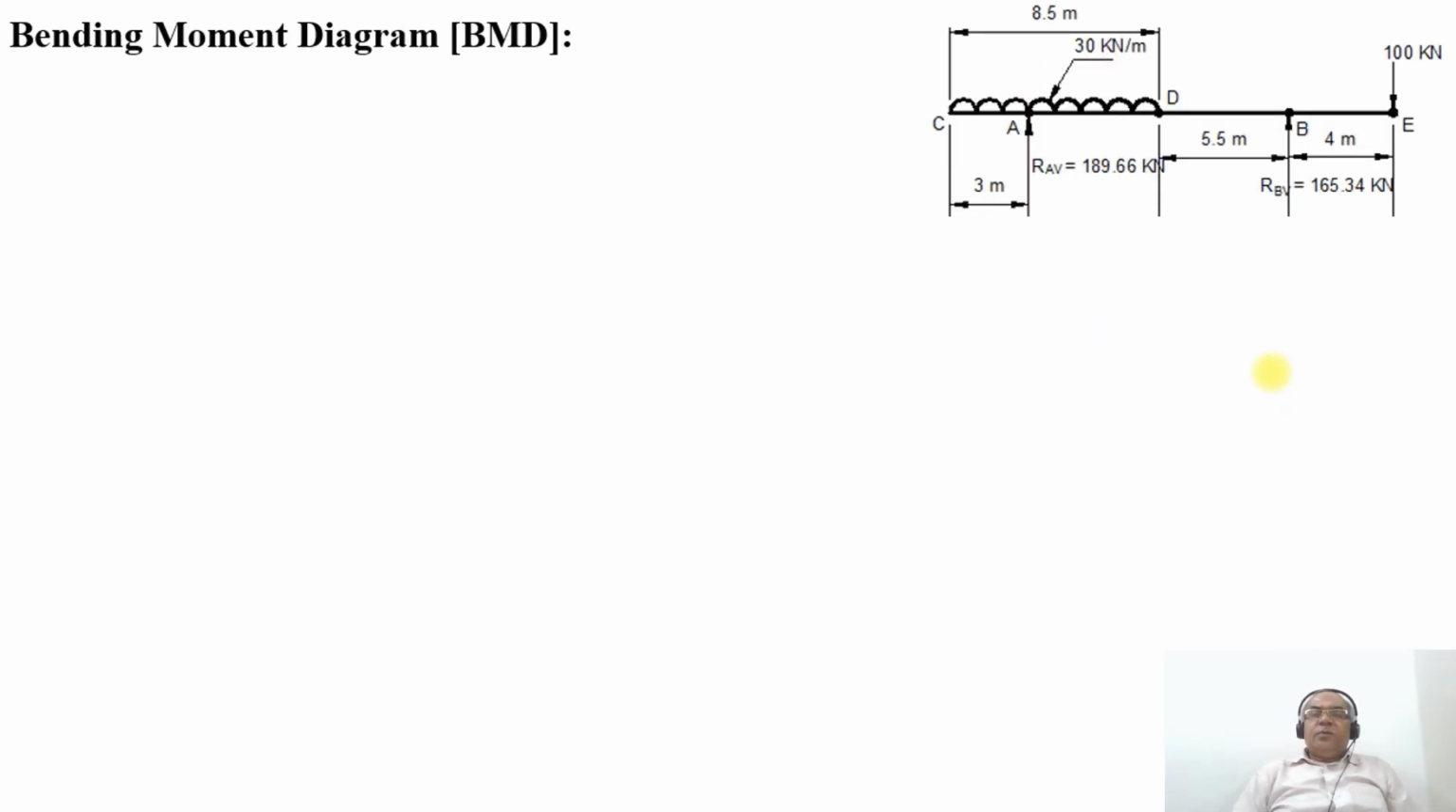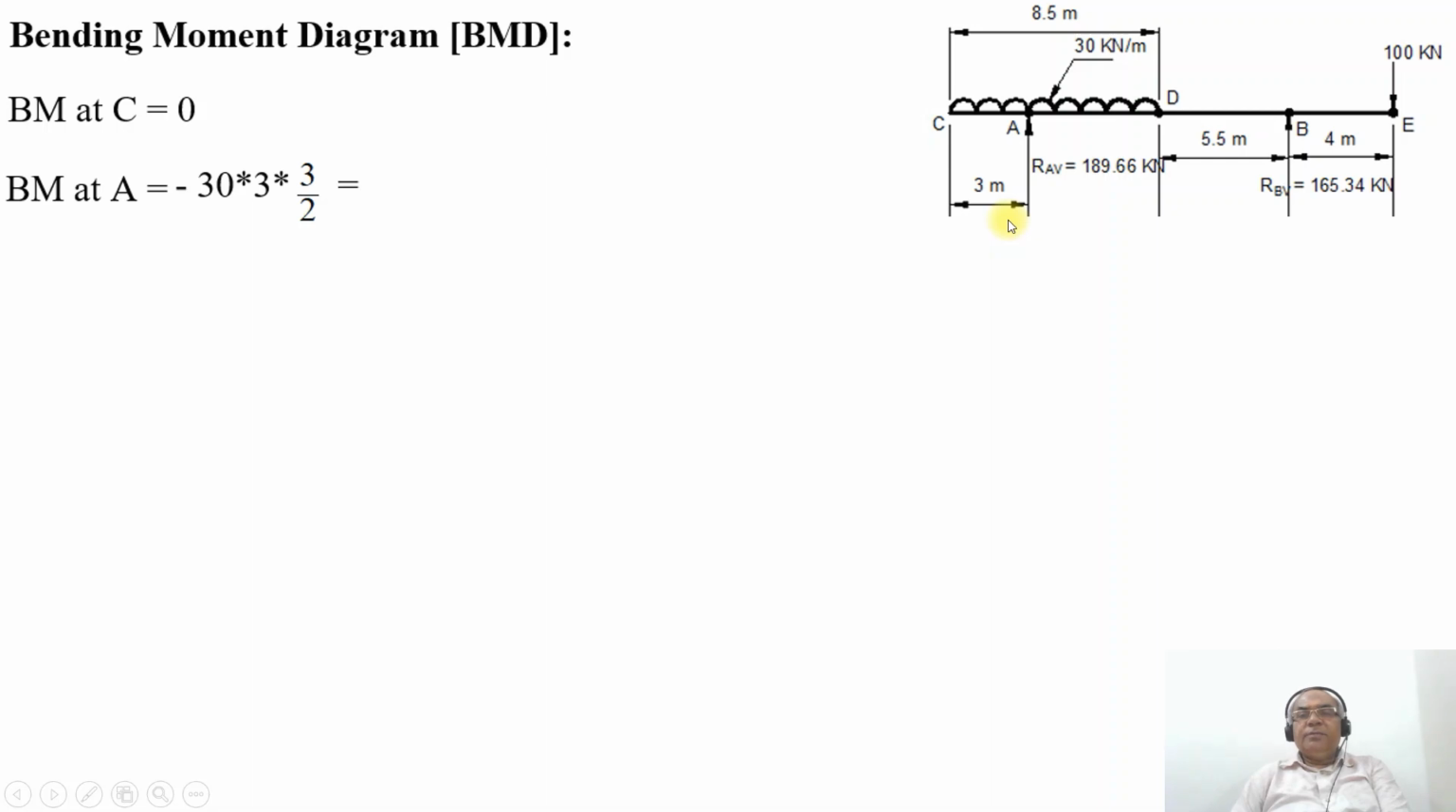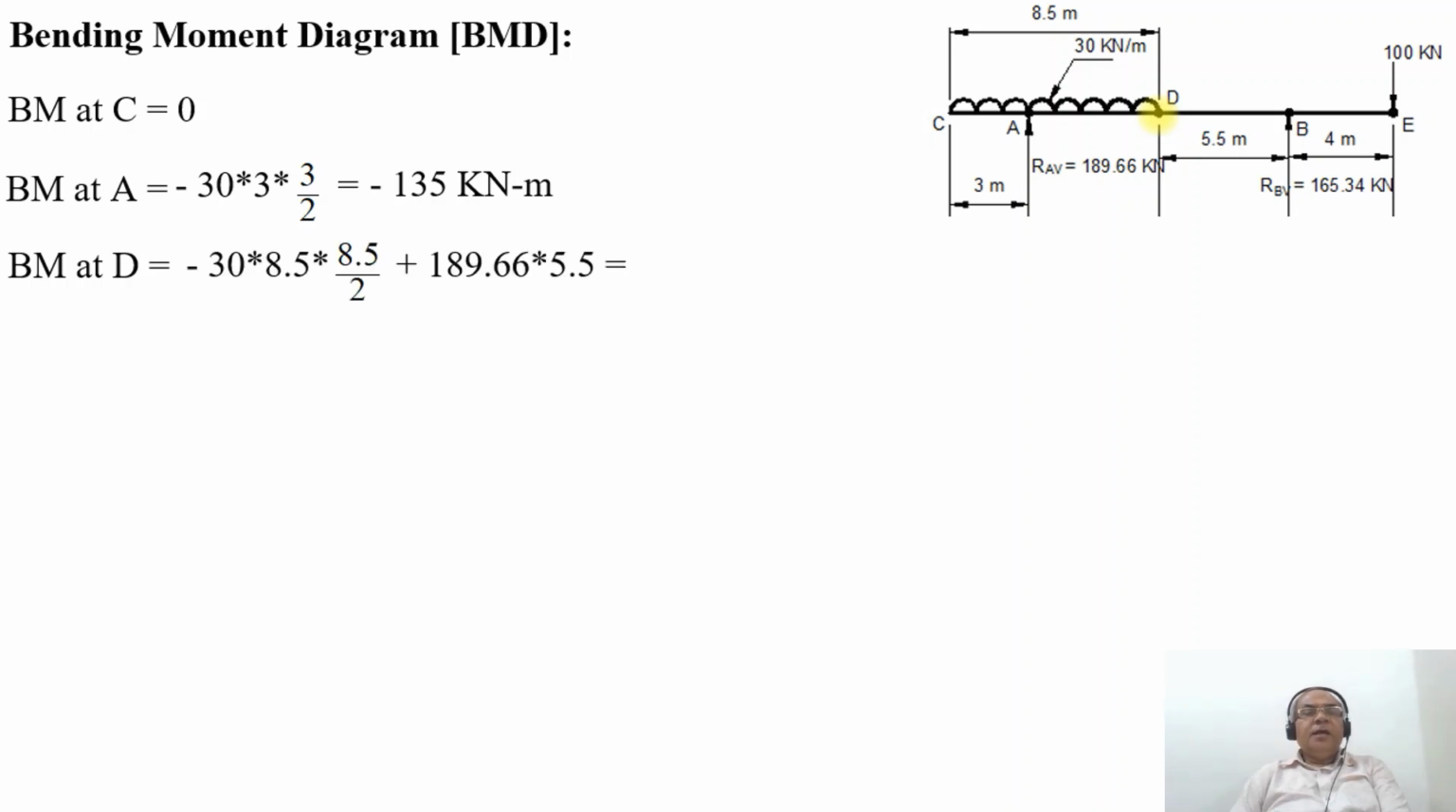Now we go for the next one, the bending moment diagram. In the bending moment diagram, the bending moment at the point C is equal to 0. Bending moment at the point A will be equal to minus 30 into 3 into 3 by 2, which is equal to minus 135 kilonewton meter. BM at the point D will be equal to minus 30 into 8.5 into 8.5 by 2 plus 189.66 into 8.5 minus 3, that is 5.5, which is equal to minus 40.62 kilonewton meter.